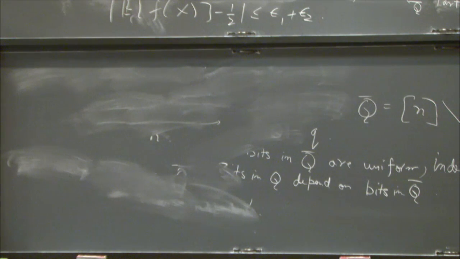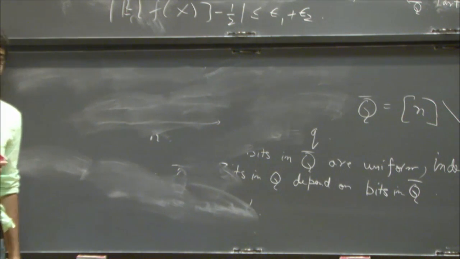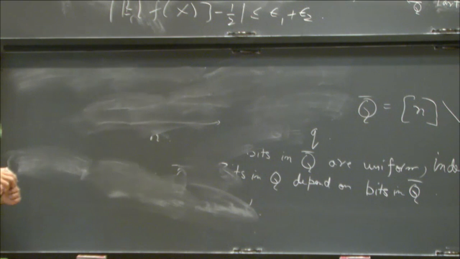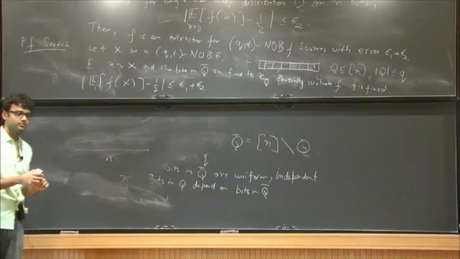So think of q as n power 1 minus delta, like n power 0.99. It's very important that it's bigger than root n, and you cannot get too close there. But if q is just a constant, there's a simple example of a resilient function: majority, up to root n.